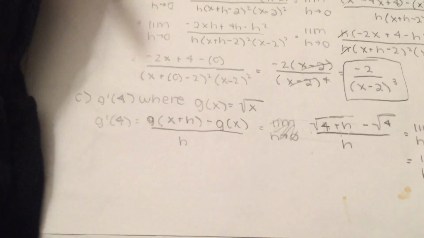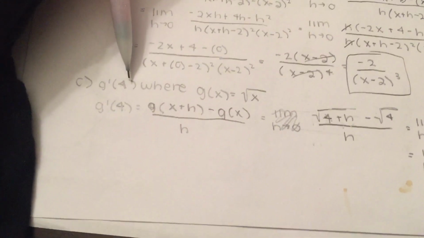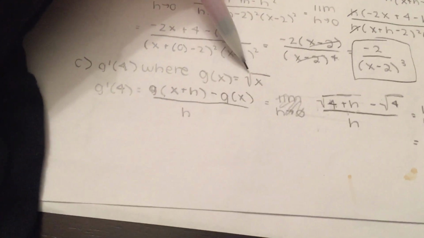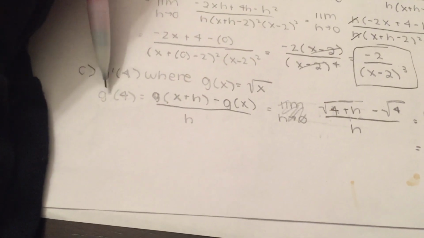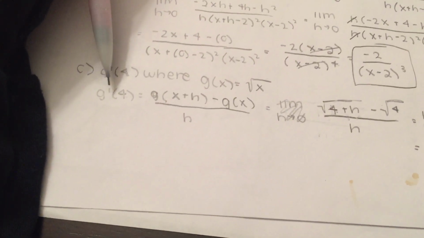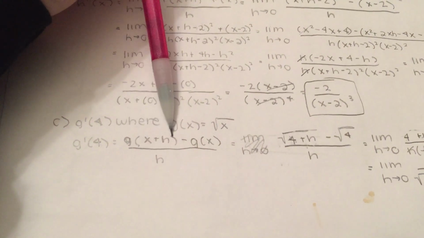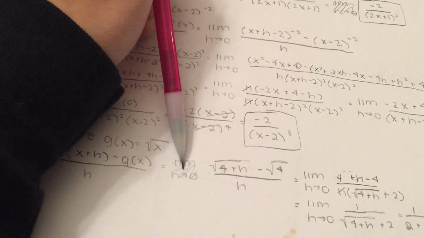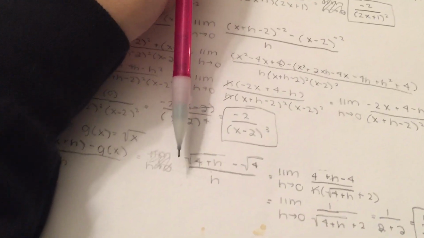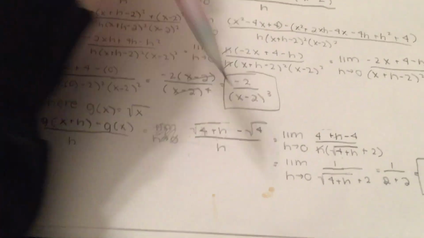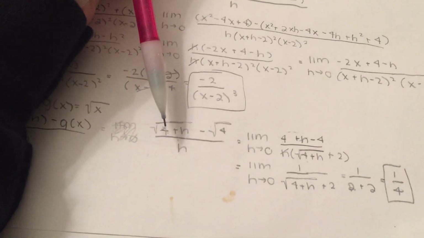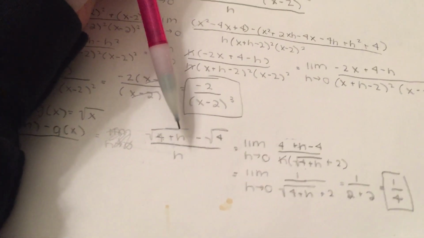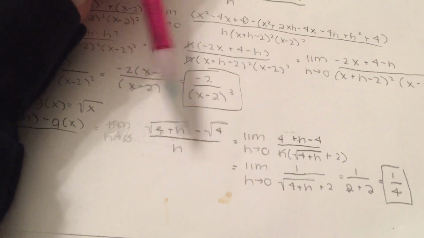for number 173, so you have to solve for g prime of 4, where g of x equals the square root of x. So for the expression g prime of 4, the original definition of a derivative is g of x plus h minus g of x all over h. Plug in 4. So the expression for g prime of 4 is the square root of 4 plus h minus root 4 all over h.